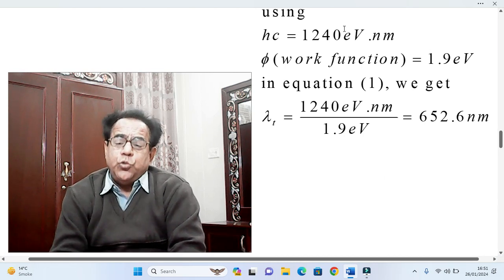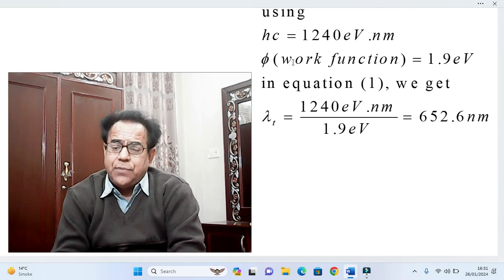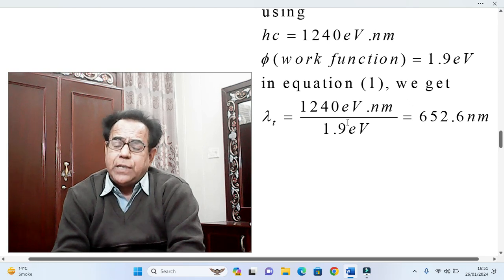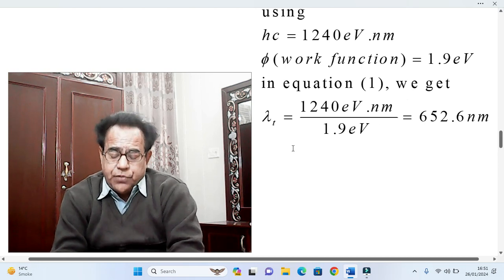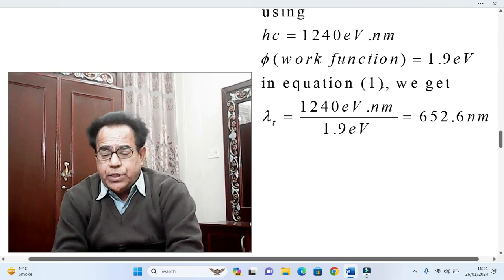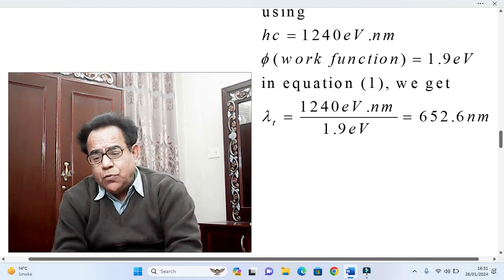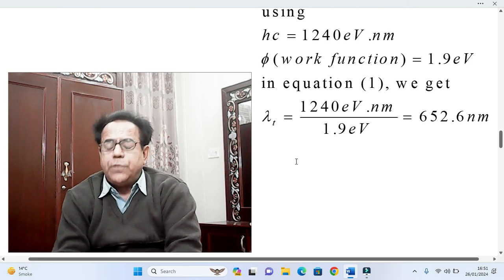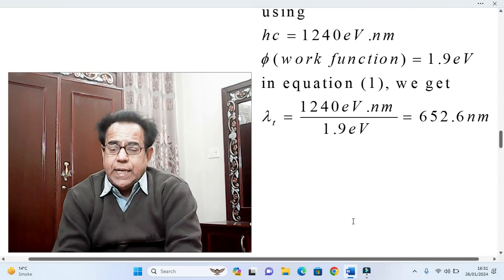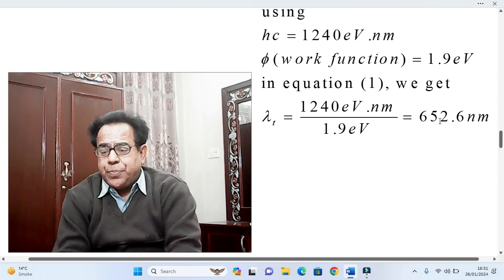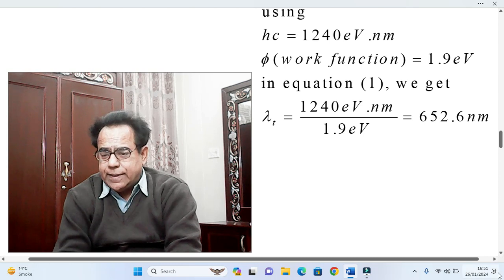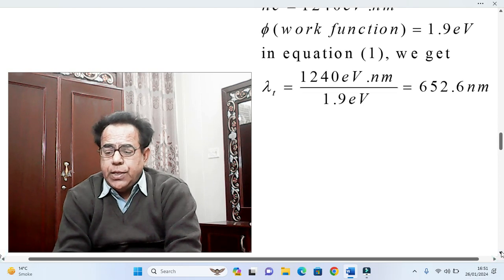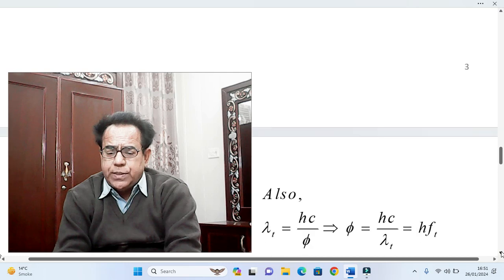So dear students, using hc equal to this and phi equal to this in equation number 1, we get threshold wavelength lambda t equal to this over this. Here electron volt will cancel with electron volt, and our answer will be in nanometer. So threshold wavelength lambda t becomes equal to 652.6 nanometer. Now we are moving to part B of this. No, not yet.